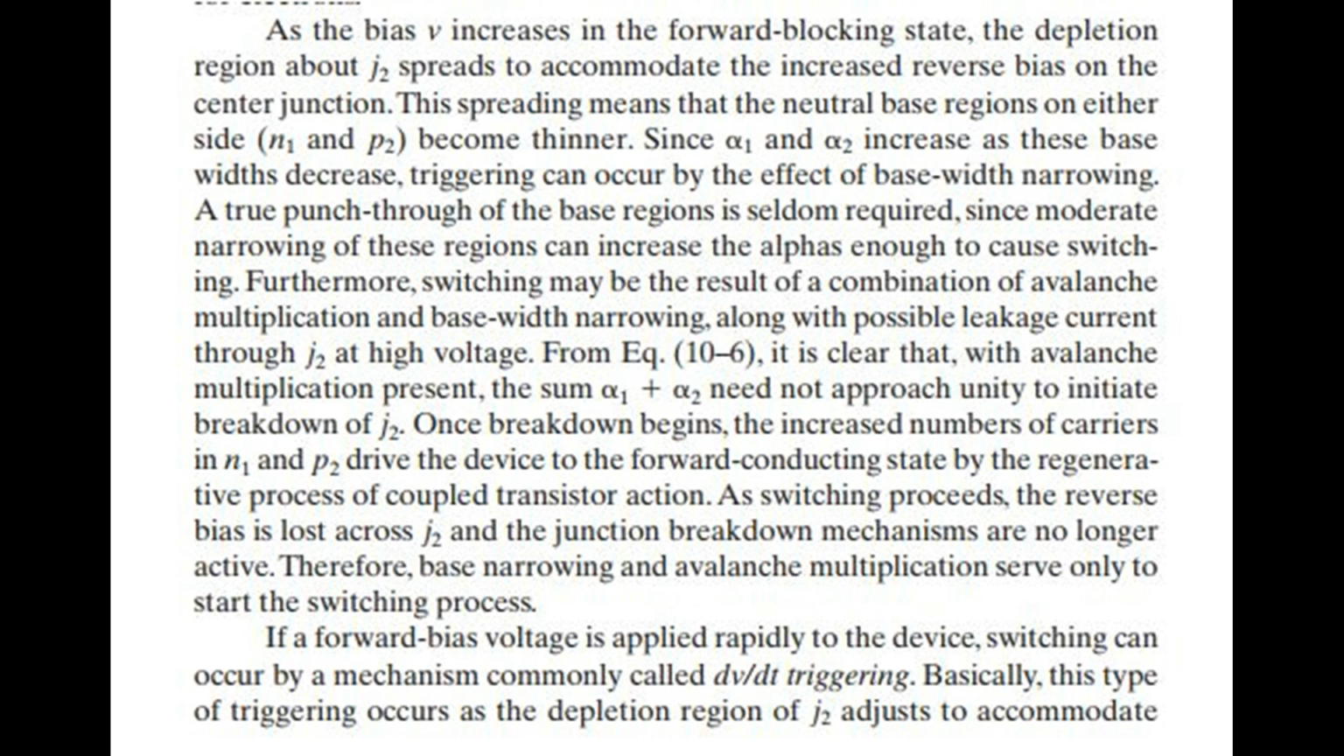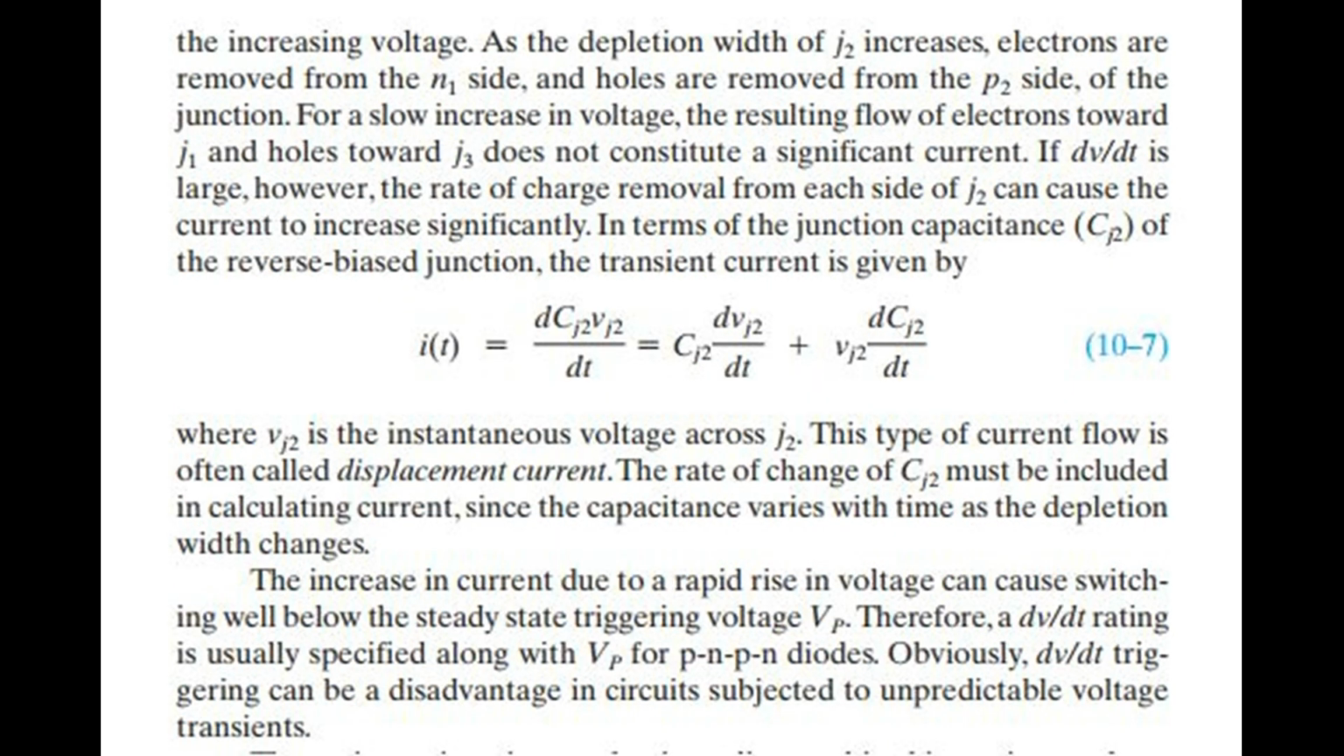If a forward bias voltage is applied rapidly to the device, switching can occur by a mechanism commonly called dV/dt triggering. Basically, this type of triggering occurs as the depletion region of J2 adjusts to accommodate the increasing voltage. As the depletion width of J2 increases, electrons are removed from the N1 side, and holes are removed from the P2 side of the junction. For a slow increase in voltage, the resulting flow of electrons toward J1 and holes toward J3 does not constitute a significant current. If dV/dt is large, however, the rate of charge removal from each side of J2 can cause the current to increase significantly.